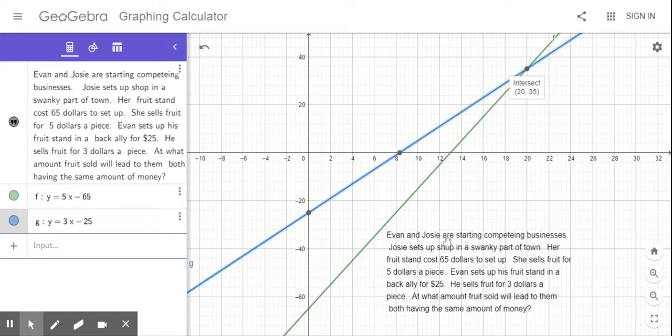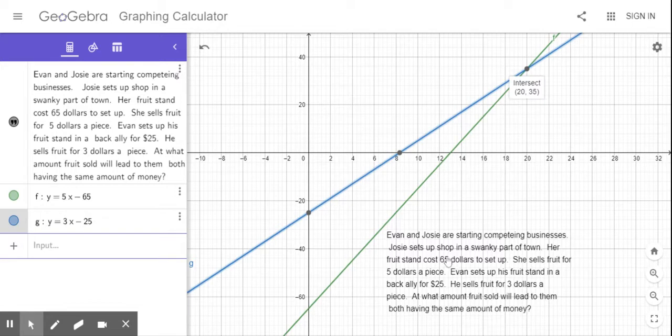Evan and Josie are starting competing businesses. Josie sets up shop in a swanky part of town. Her fruit stand costs $65 to set up. She sells fruit for $5 a piece. Evan sets up his fruit stand in a back alley for $25. He sells fruit for $3 a piece. At what amount of fruit sold will lead them to both have the same amount of money?